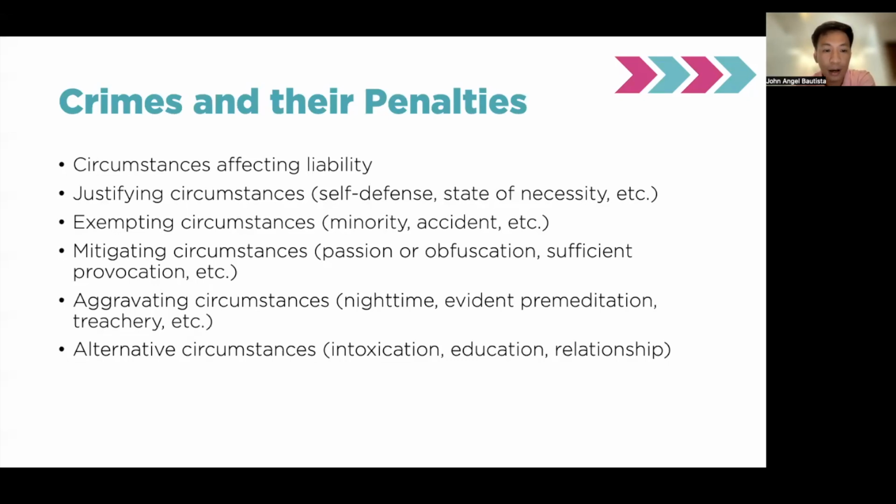Okay. Alternative circumstances are those na pwedeng magpataas ng penalty or pwedeng magpababa, depende sa tao. Ay, depende sa circumstance, no? Depende sa sitwasyon. For example, yung intoxication, there are instances that intoxication parang diminishes yung penalty, pero there are instances that intoxication is parang makes the crime more evil.